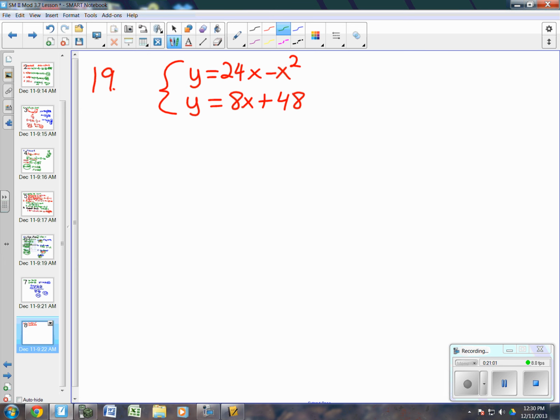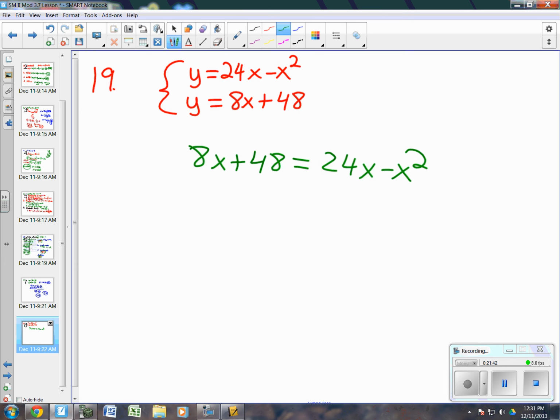Look, once again, they're both equal to y. So what can I do? Actually, I'm going to do it this other way around. I'm going to go 8x plus 48 equals what? Okay, good. Those two are equal to each other because they're both equal to y. By the way, you can look at this right now, you guys. What kind of equation is this? Quadratic. All you have to do is set it equal to 0 and use the quadratic formula or factor it or complete the square. Okay?